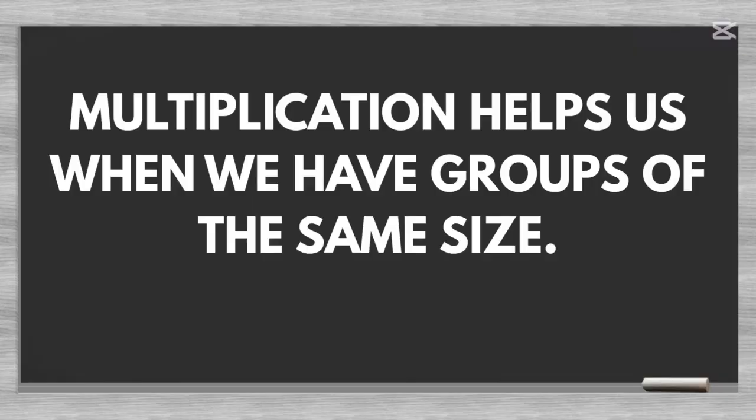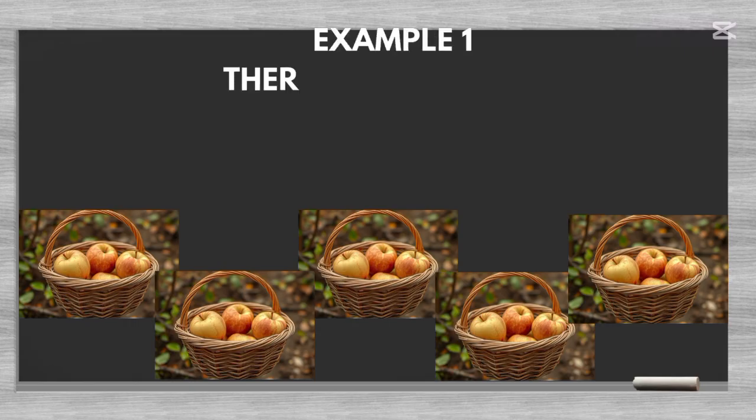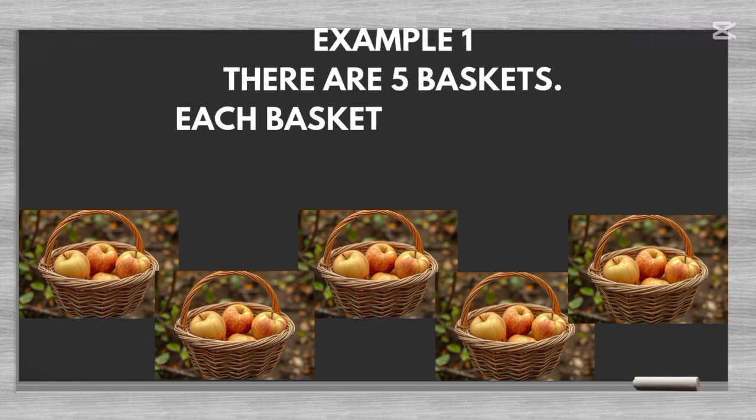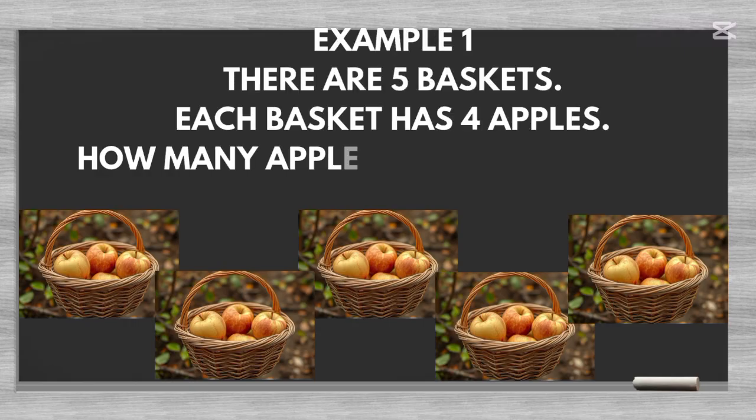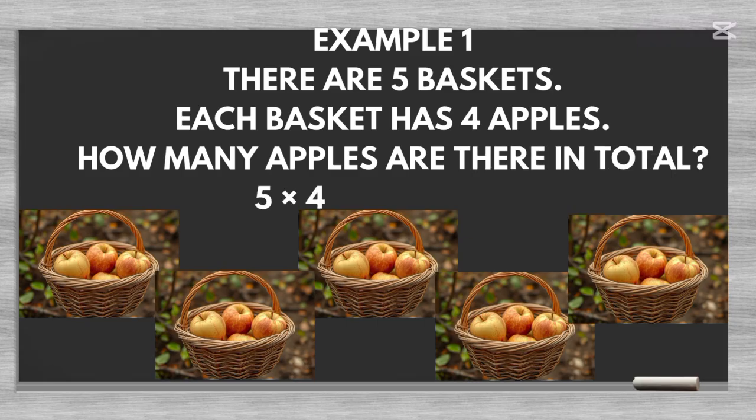Multiplication helps us when we have groups of the same size. Example 1. There are 5 baskets. Each basket has 4 apples. How many apples are there in total? 5 times 4 equals 20 apples.